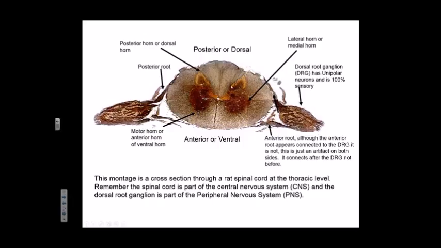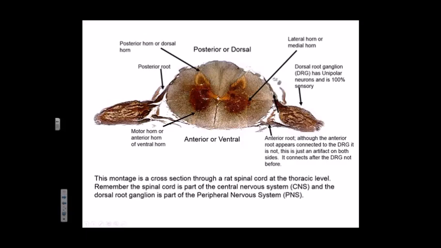Okay? And if you have a lateral horn, that's sympathetic motor, or autonomic nervous system motor. Okay? It's not somatic, because somatic motor is the ventral horn. Remember, somatic motor, voluntary skeletal muscle. Okay? And the motor horns for the autonomic nervous system are the lateral. And we'll deal with that later.